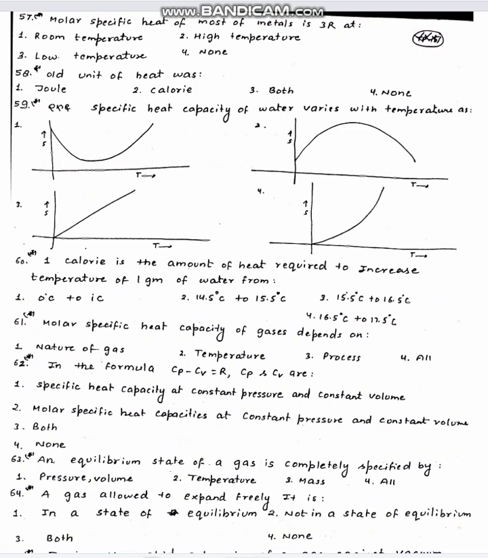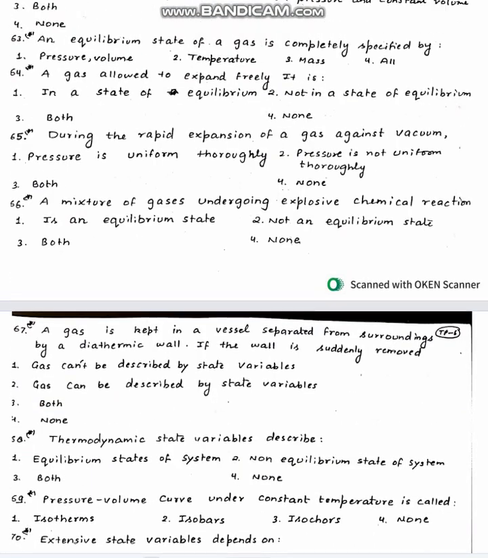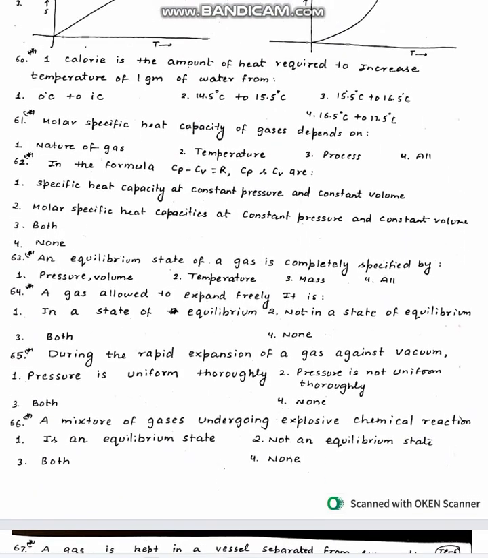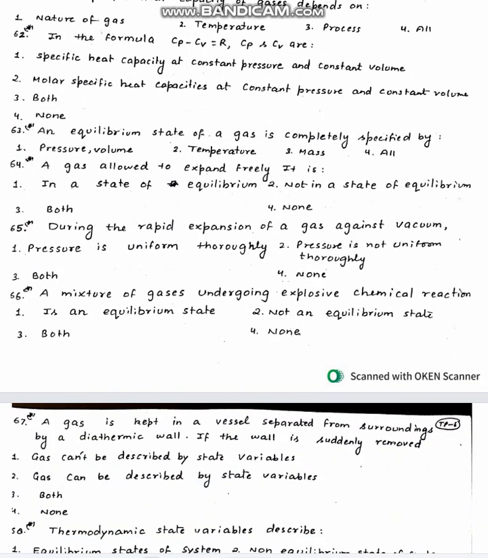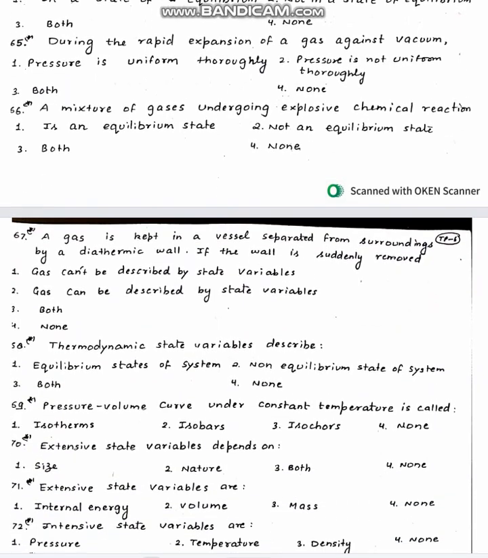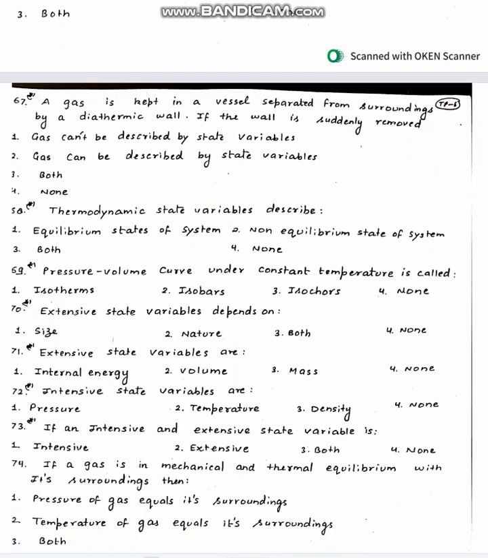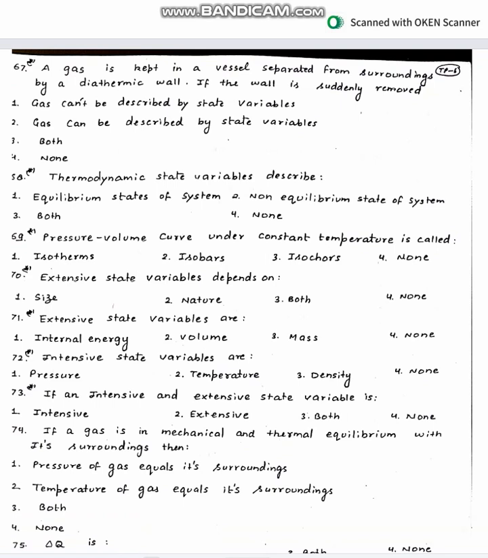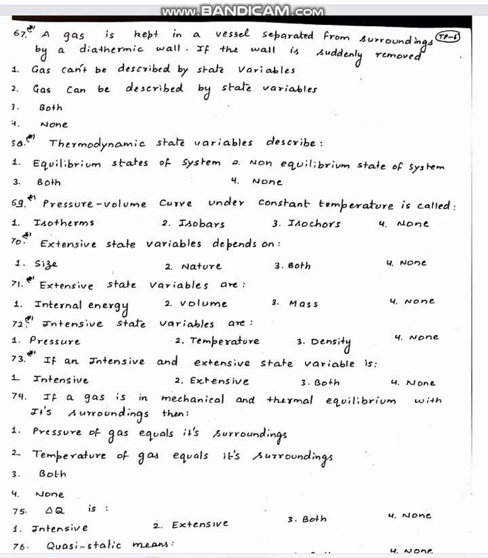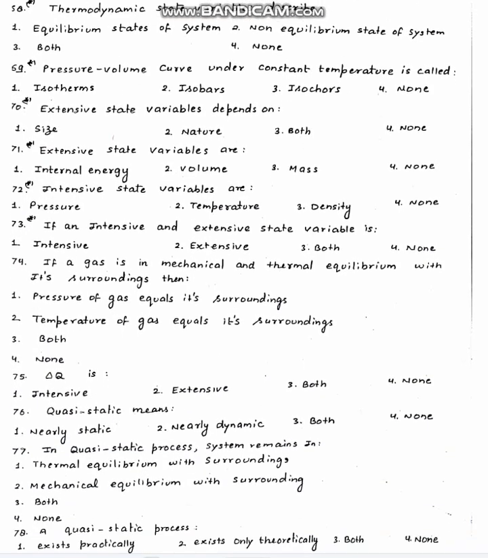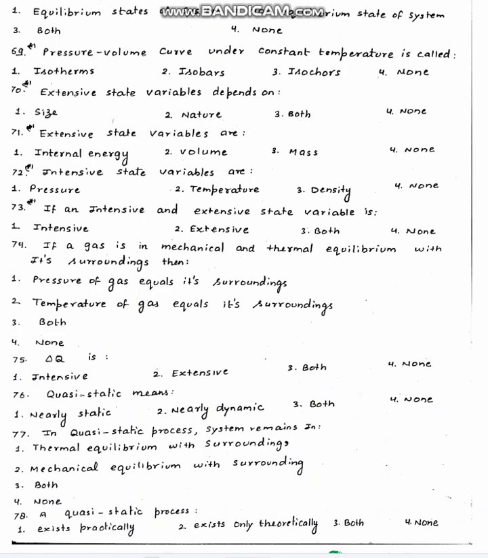Then we have variation of specific heat capacity of water. Then definition of 1 calorie. Then we have rapid expansion of gases. Then we have diathermic walls, then thermodynamic state variables, then pressure volume curves, then extensive state variables and intensive state variables, mechanical and thermal equilibrium of a gas.